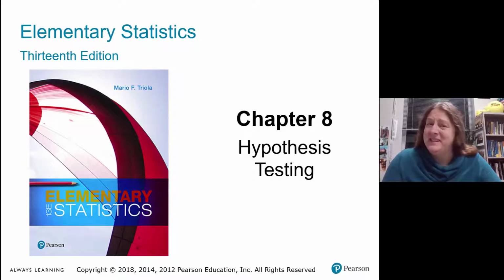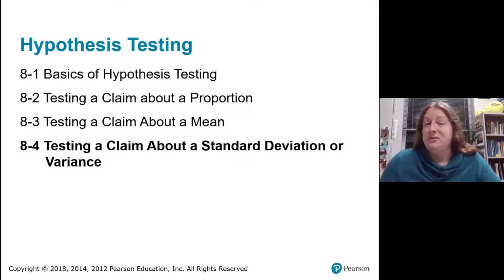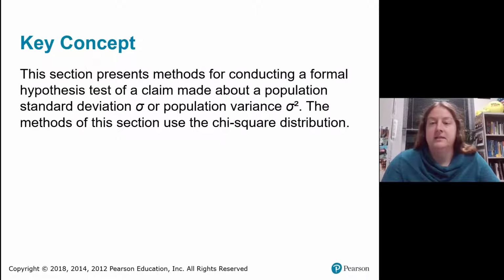Today we're going to continue talking about hypothesis testing, and we're going to do so by finishing up talking about testing a claim about standard deviation or variance. So we'll be working on how we can do a formal hypothesis test of a claim made about a population standard deviation or population variance, and we'll be using the chi-square distribution to do this.